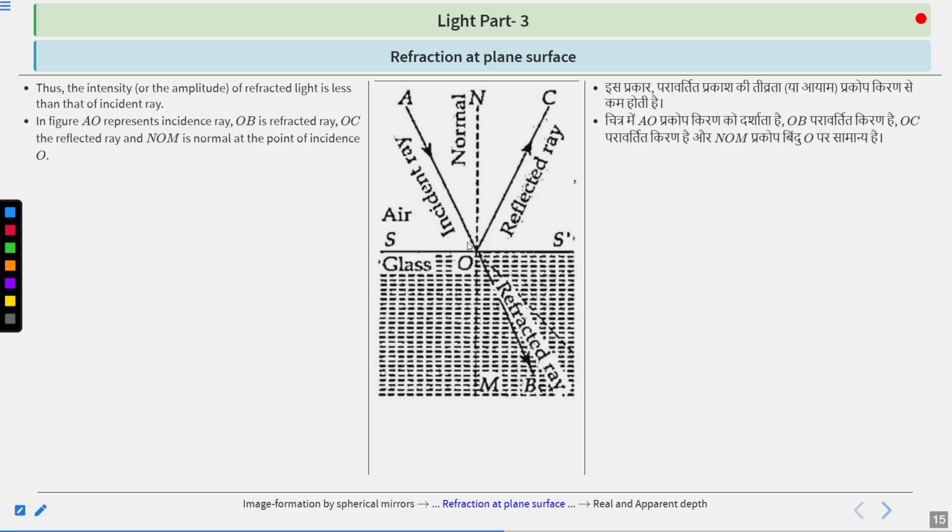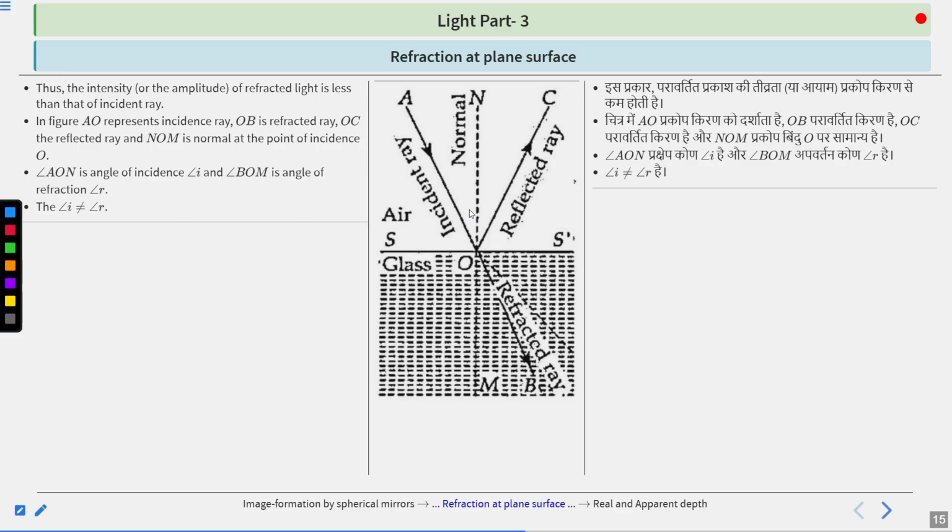OC is the refracted ray, and NOM is the normal, this entire line, because here the refracted ray is also considered. Angle AON is the angle of incidence, angle I, and angle BOM is the angle of refraction, angle R. The angle I is not equal to angle R.